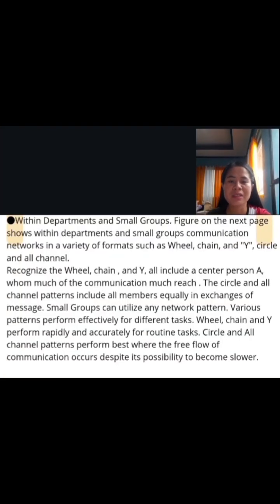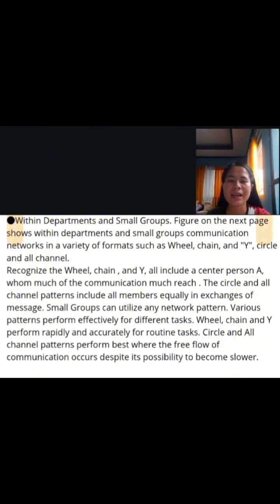Within departments and small groups, the figure on the next page shows communication networks in a variety of formats such as wheel, chain, Y, circle, and all channel. Recognize that the wheel, chain, and Y all include a center person A, whom much of the communication must reach. The circle and all channel patterns include all members equally in the exchange of messages.